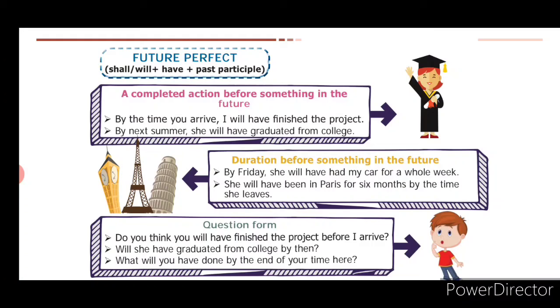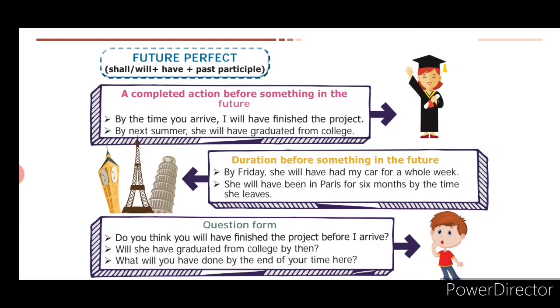Future perfect tense is used to know the completed action in the future. Okay, so completed action before something in the future. By the time you arrive, I will have finished the project. It's a completed action, but which is going to happen in the future only.